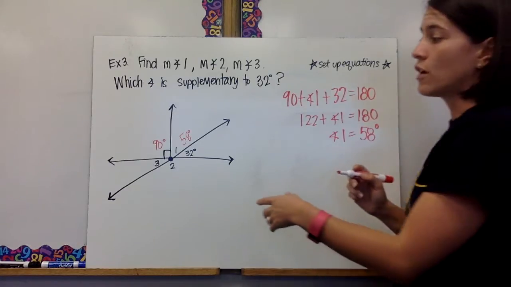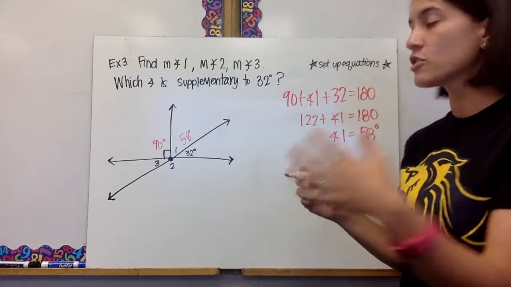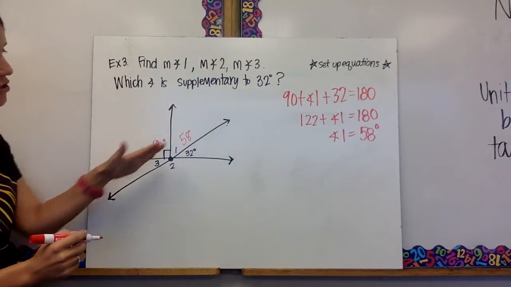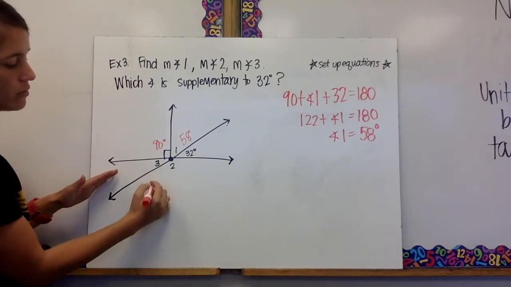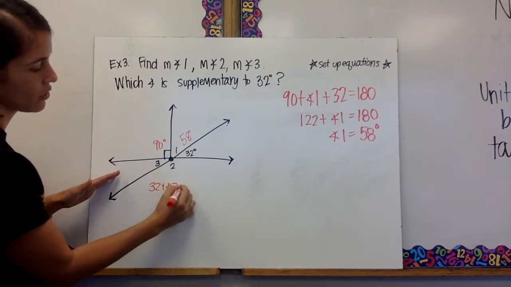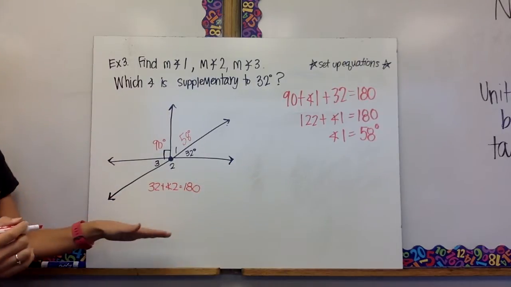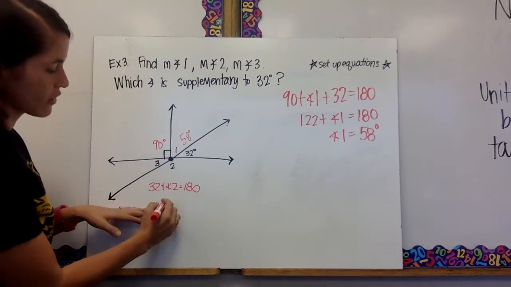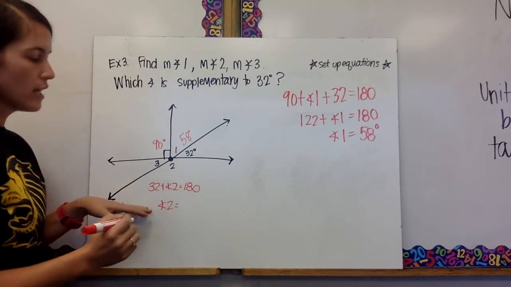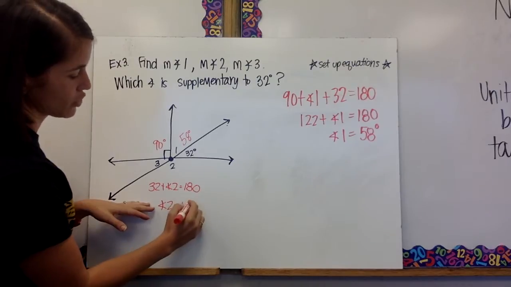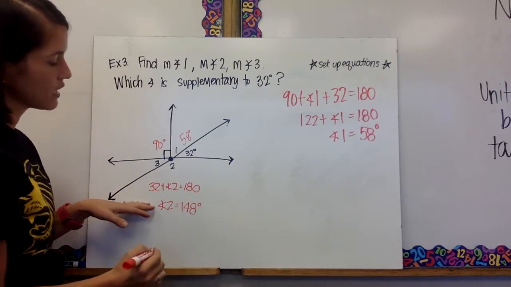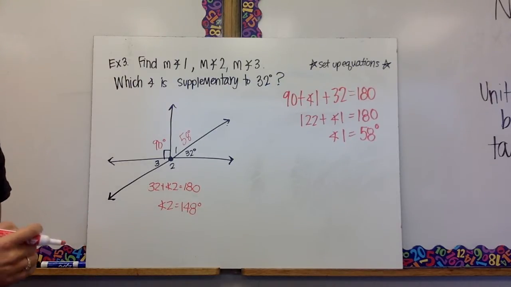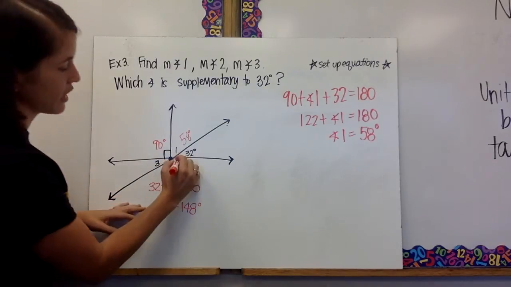Now, for angle 3, we kind of have a choice. Well, let's do angle 2. Do you see this straight line right here? That's 180 degrees. So we know that 32 plus angle 2 is going to be 180 degrees. So that would be your equation. Just don't forget to set up an equation. Simple subtraction to solve this equation. So angle 2 is going to be 148 degrees, I think. If you add that back, do you get 180? So 148.